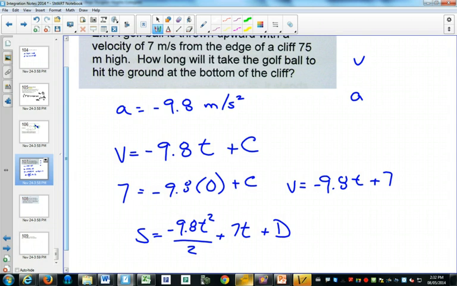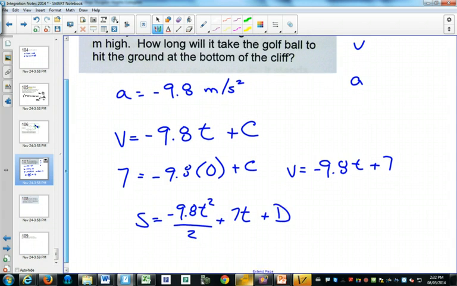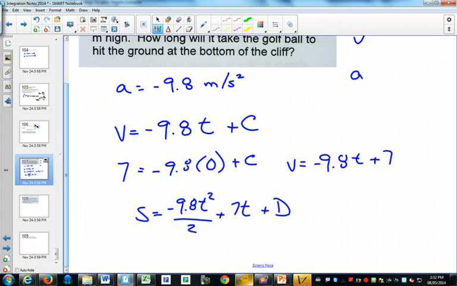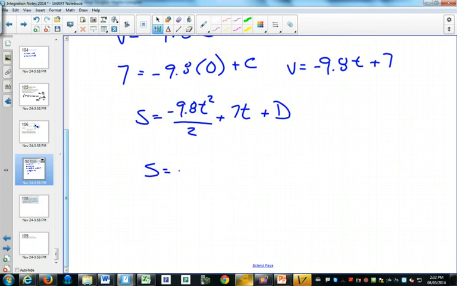Okay, what's d? What happens at time 0? Well, it hits the ground. Oh, no, time 0, it's being thrown. At time 0, its displacement is 0, right? Because it's starting right where it is. So d will be 0. So now we have a formula for our displacement, because d is going to be 0 at time 0 because it has no displacement. Plus 0.